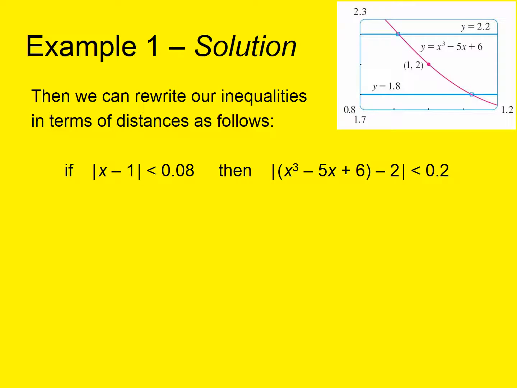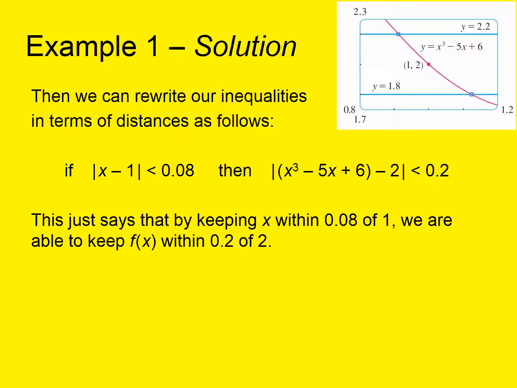Then we can rewrite our inequalities in terms of distances as follows. If the distance from x to 1 is less than 0.08, then the distance from the function, the curve, to 2 is less than 0.2. This just says that by keeping x within 0.08 of 1, we are definitely going to keep f of x within 0.2 of 2 in the vertical. So we'll definitely keep f of x in here.